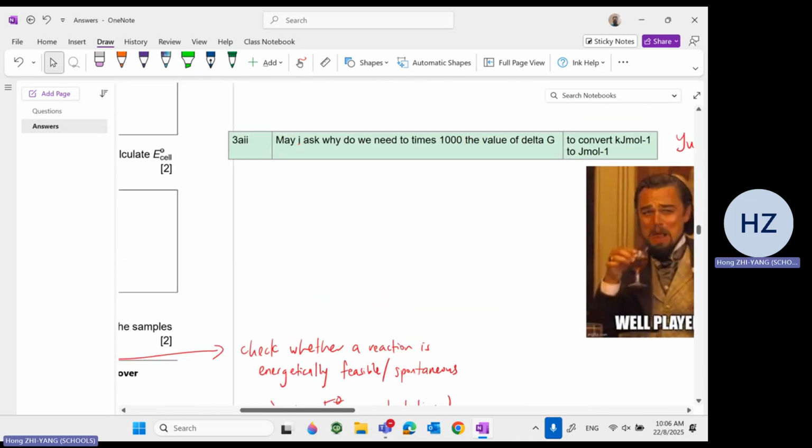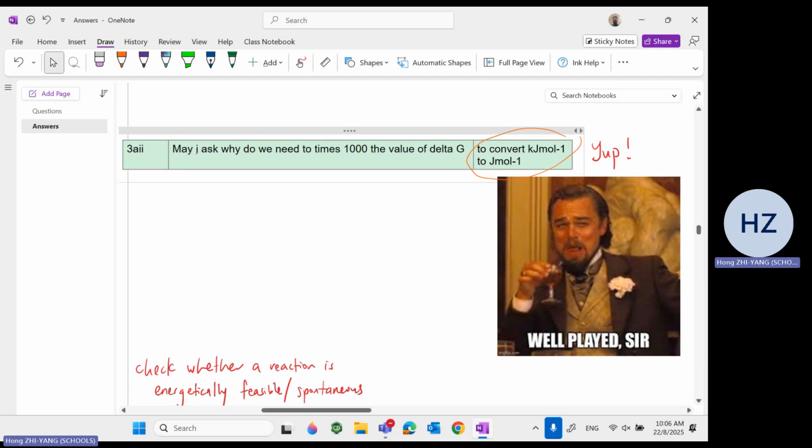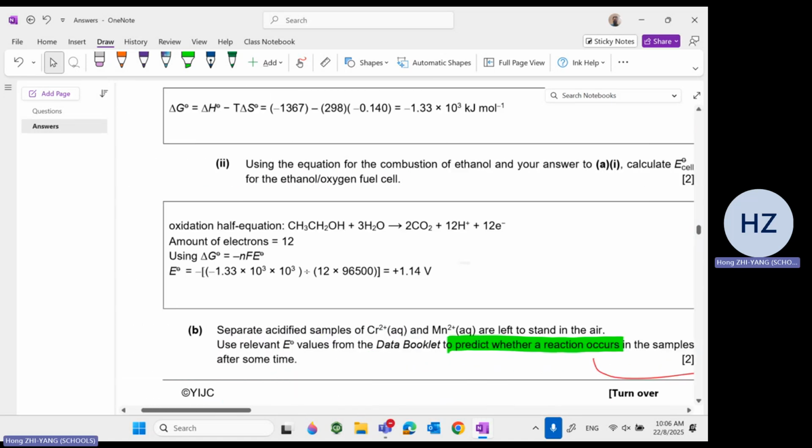What's this? May I know why do we need to times 1000 to convert to kilojoules per mole? Yep, correct. Thank you. Well played. Next. Okay, 3A part 2 now. Why do we need to convert your delta G by times 1000? It's because you convert it to joules per mole. Why must you convert it to joules per mole?